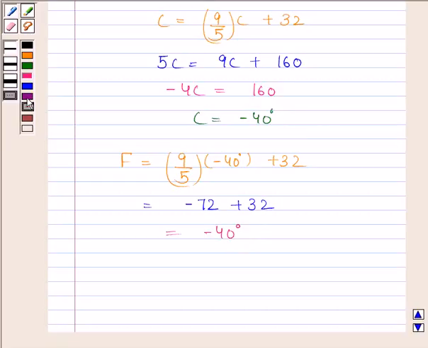Hence our required answer is yes. The temperature which is numerically the same in both Fahrenheit and Celsius is minus 40 degree. This completes the fifth part.